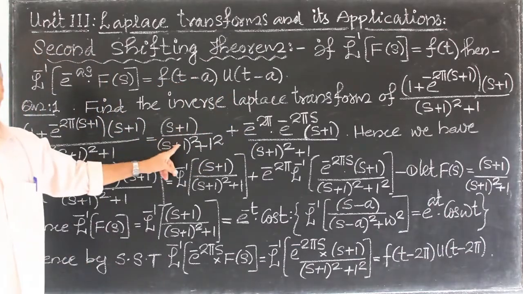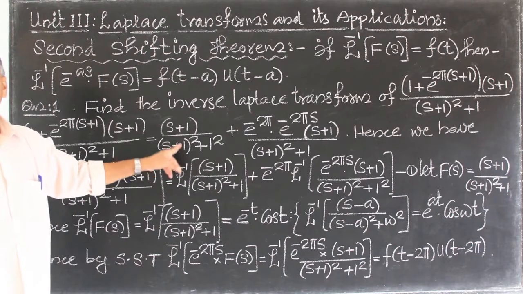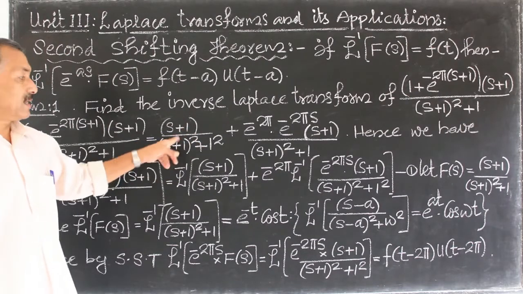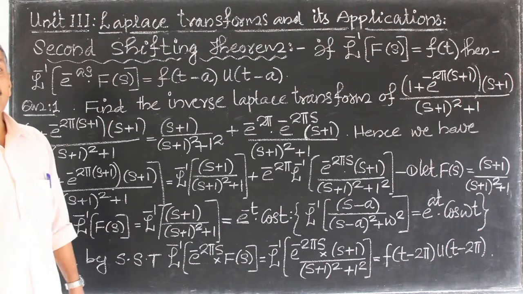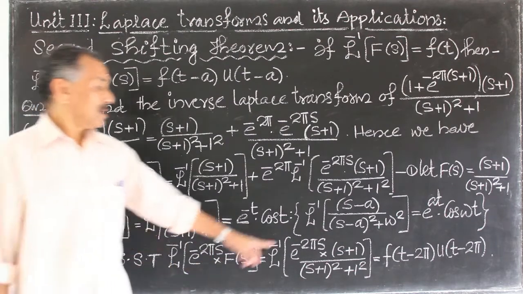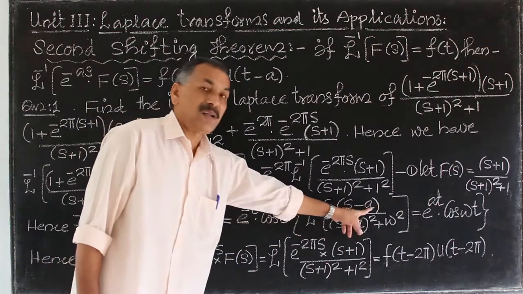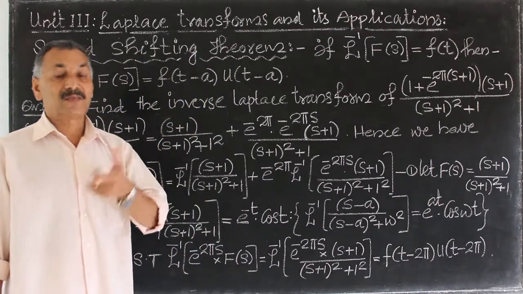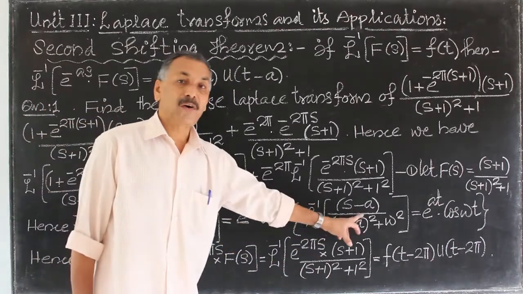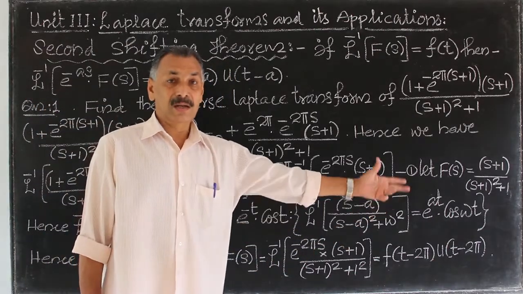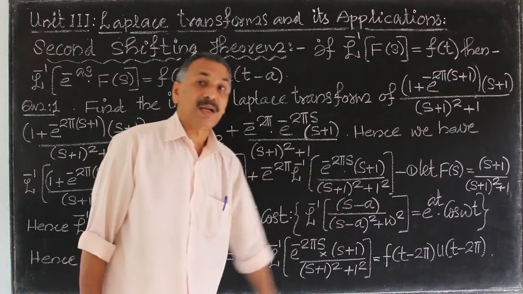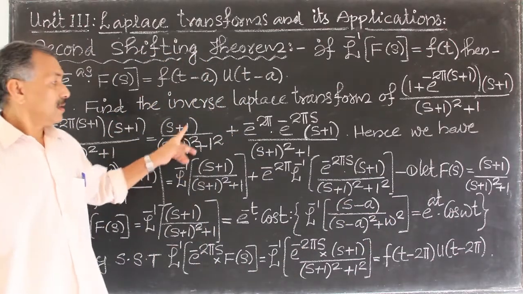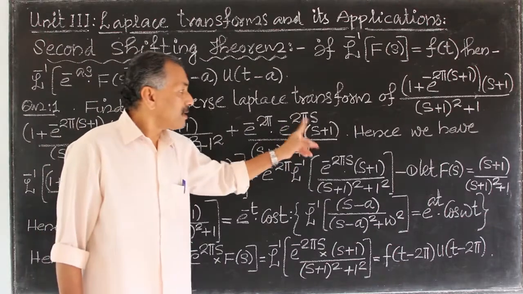This is a standard result. L inverse of (s minus a) divided by ((s minus a) whole square plus omega square) is equal to this one. Apply the first shifting theorem. This is F(s minus a), e raised to at into f(t), that is equal to e raised to at into cos omega t. This is the inverse.